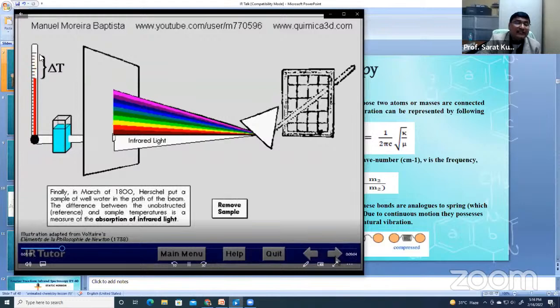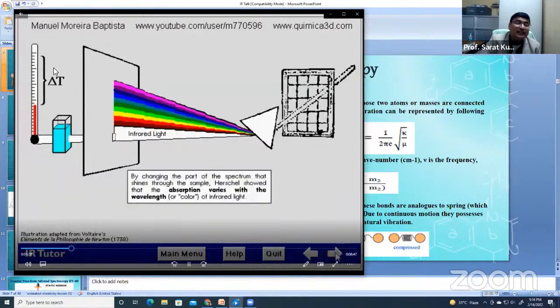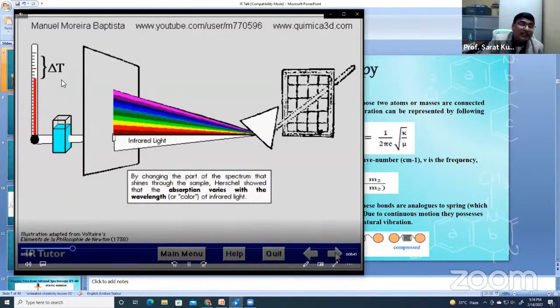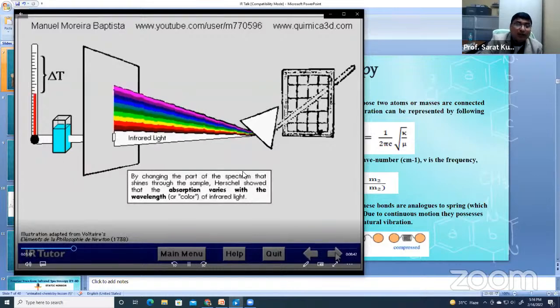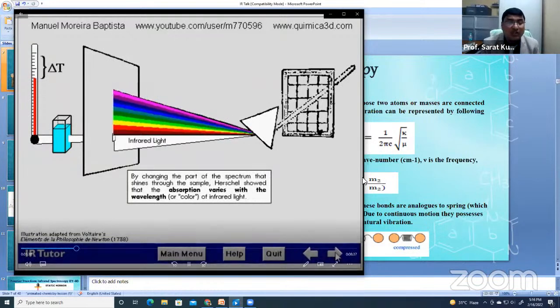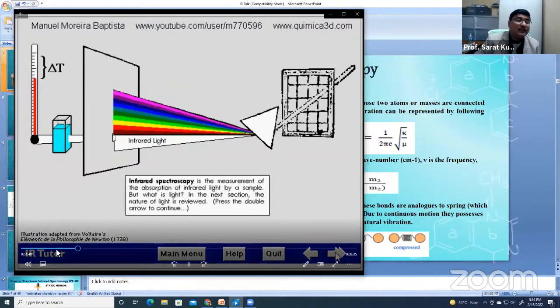Then if there is a change, you see the difference in temperature. Suppose you put a sample. What happens if you put a sample? Remove the sample, this is the heating. Put the sample, you see the change in heating. This is what you got, the delta T. Delta T is the interference that is due to the sample only. By changing the part of the spectrum that lands on the sample, Herschel showed that if we change the sample, this delta T also changes.